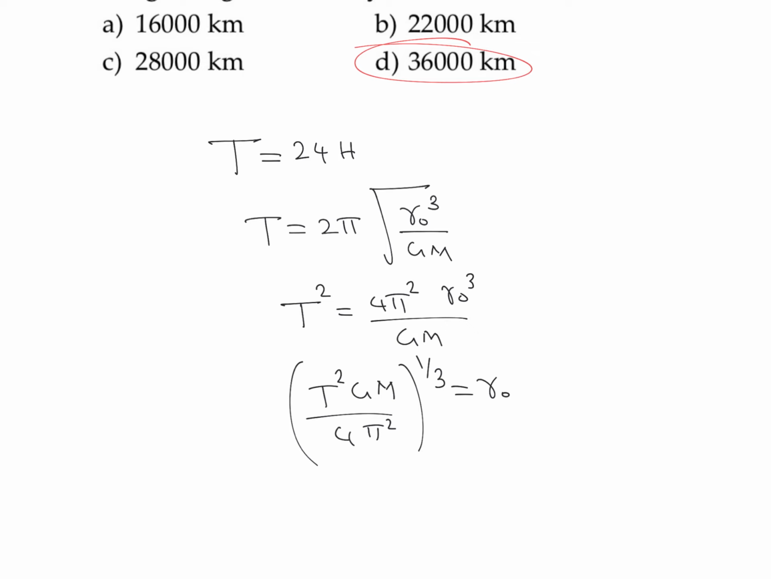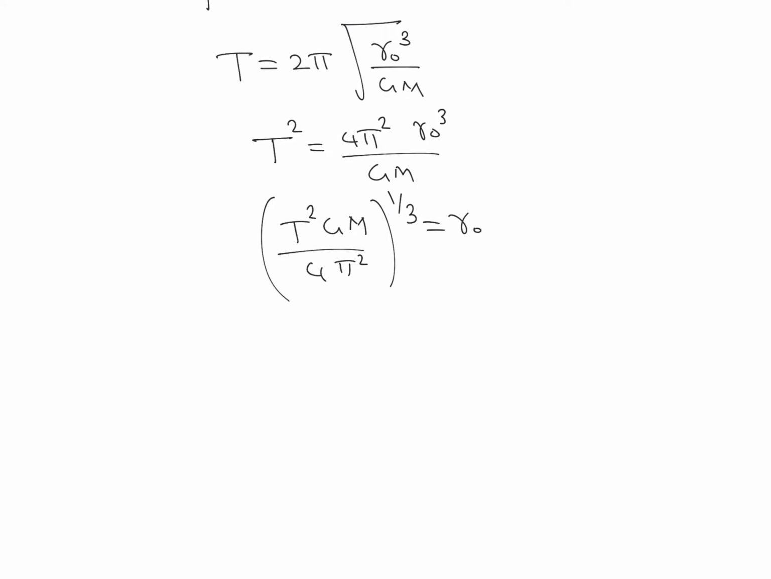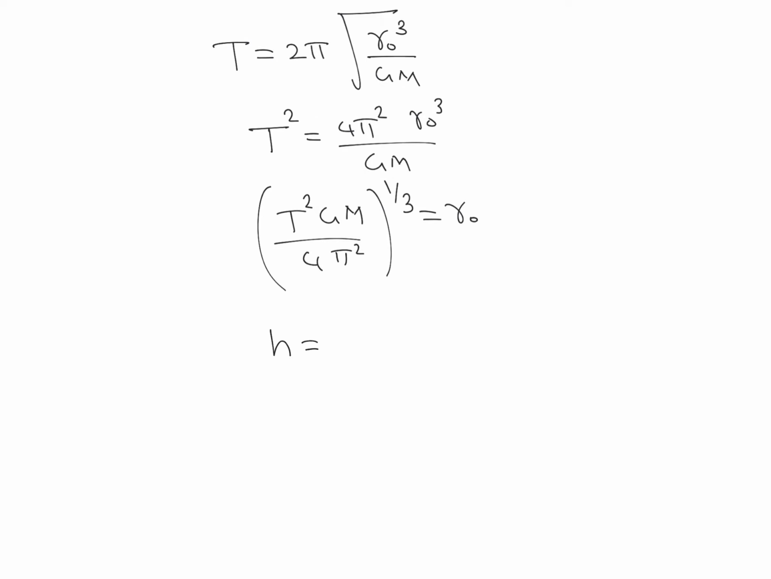Then once we get the value of r naught, r naught minus the radius of Earth will give the value of height. So we can write this height is equal to nothing but (T squared GM divided by 4π squared) raised to 1 by 3 minus radius of Earth. And over here the time period, we know, is 24 hours, so we need to put it as 24 into 60 into 60.